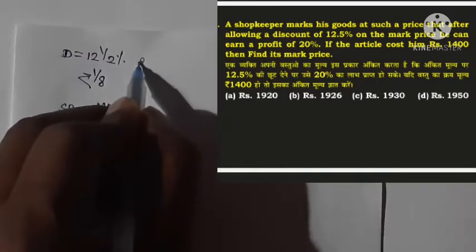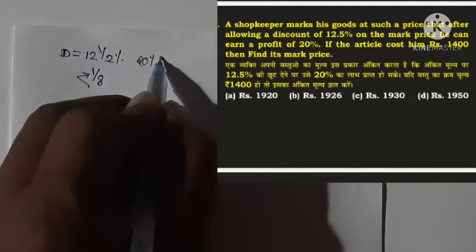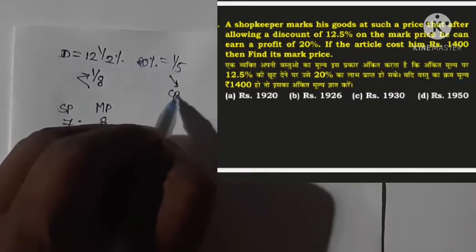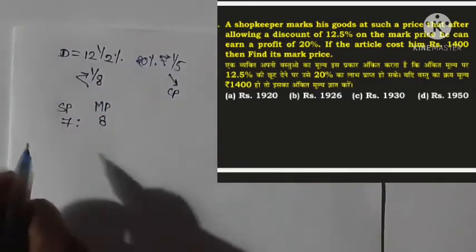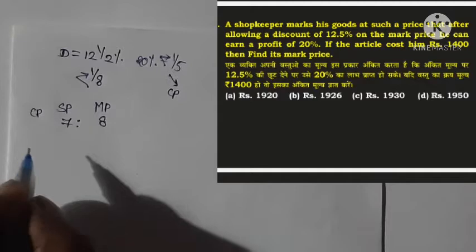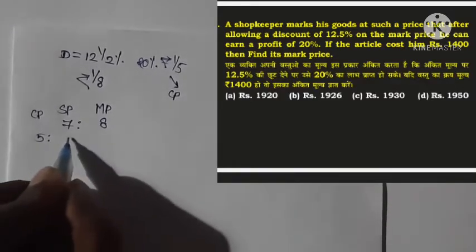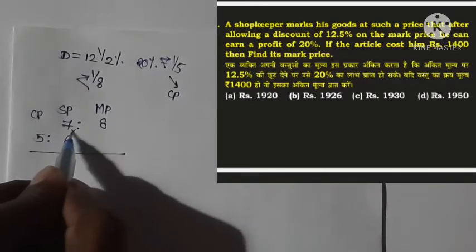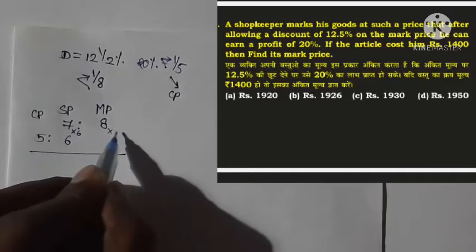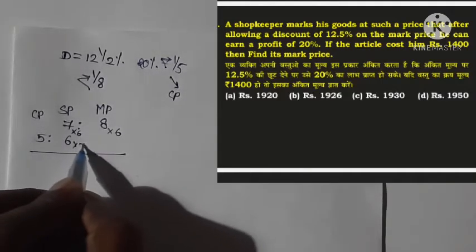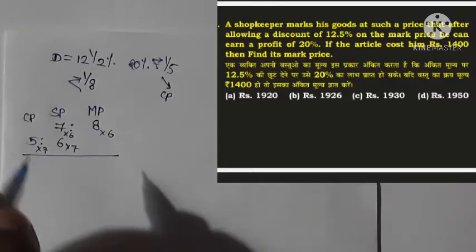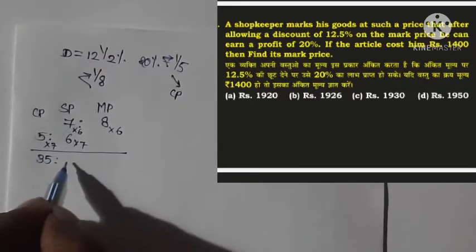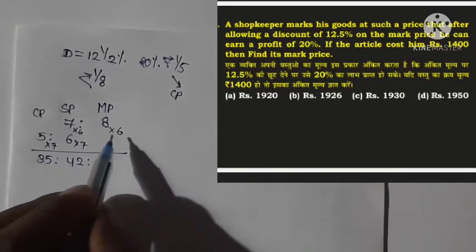20% is equal to 1 by 5. If the cost price is 5, the profit is 1. See, the cost price and selling price are in the ratio of 5:6. Here we can equalize the selling price in both cases. So multiply this value by 6 and that value by 7. So the cost price is equal to 35, the selling price is 42, and the market price is 48.